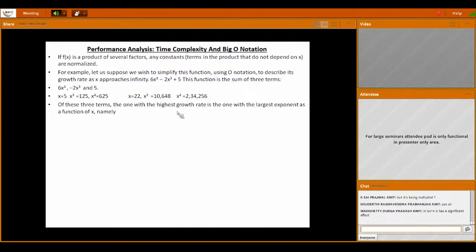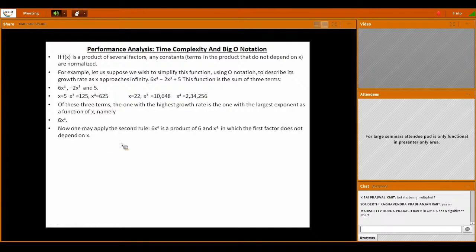That is what we are looking at, that f(x) is going to be determined by x to the power of 4, not 6 into x to the power of 4, right? So of these terms, the one with the highest growth rate, x to the power of 4, x cube is also growing exponentially, but between these two, the growth rate of x to the power of 4 is more steep. So that is going to be the most significant part. So 6x to the power of 4.